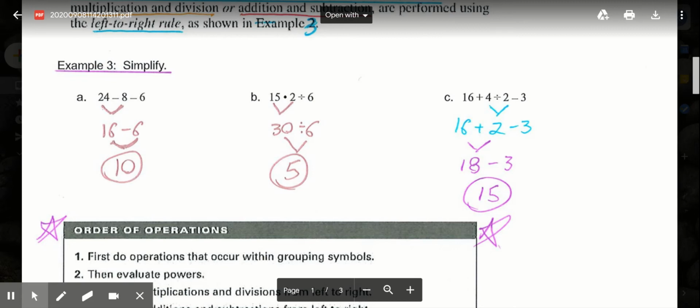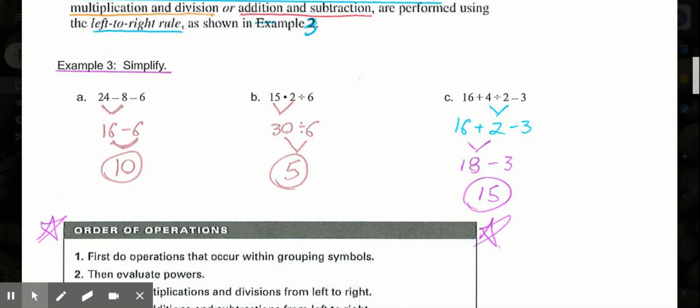24 minus 8 is 16. And then I'm left with 16 minus 6, which gives me a final answer of 10. In B, it's all multiplication and division, so I go left to right. 15 multiplied by 2 is 30. Then bring down the dividing by 6. 30 divided by 6 gives me my final answer of 5.